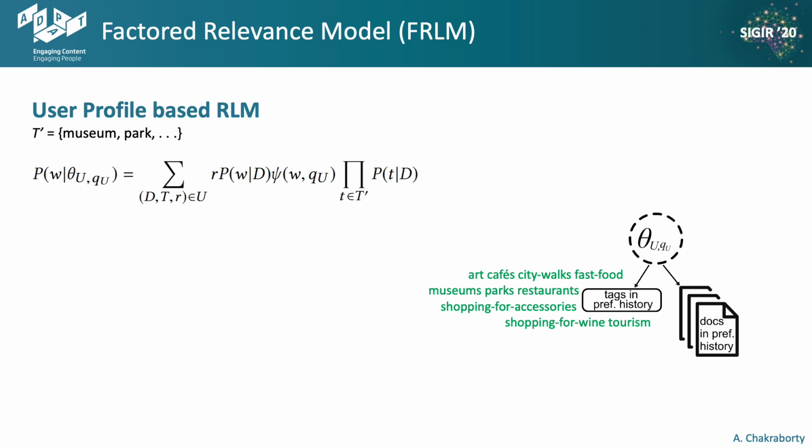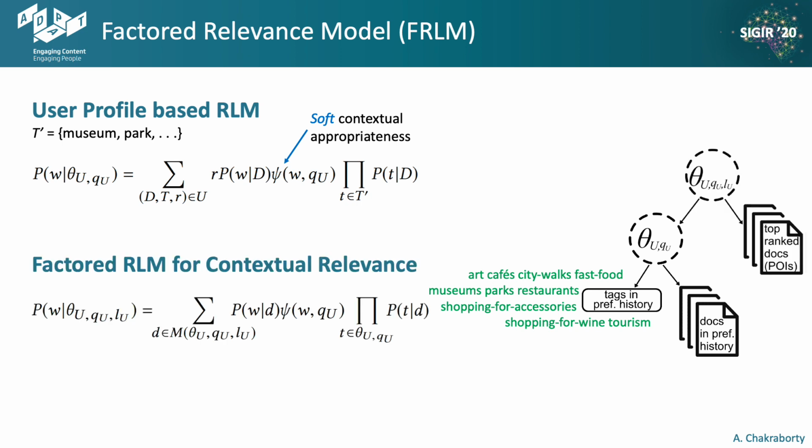In our case, we can consider the set of user-assigned tags as the query terms and estimate our relevance model for the user profile. Note that here the top-ranked documents are the ones in the user's preference history. And the psi factor works as the soft contextual appropriateness measure. Now we estimate another relevance model based on both the initial model and the top-ranked POIs in the current location. This equation represents a factored relevance model because estimating theta u, qu, lu requires estimating theta u, qu first, which acts as the factor model.